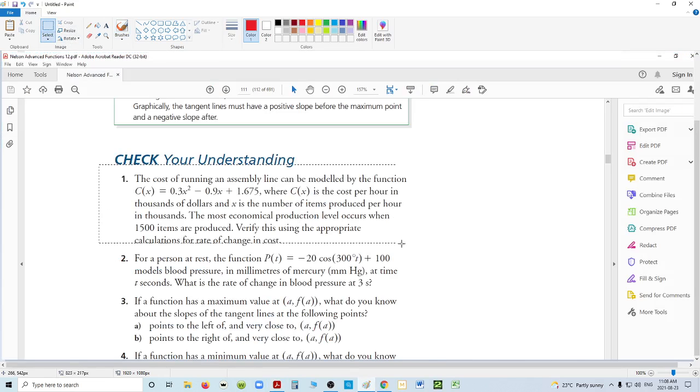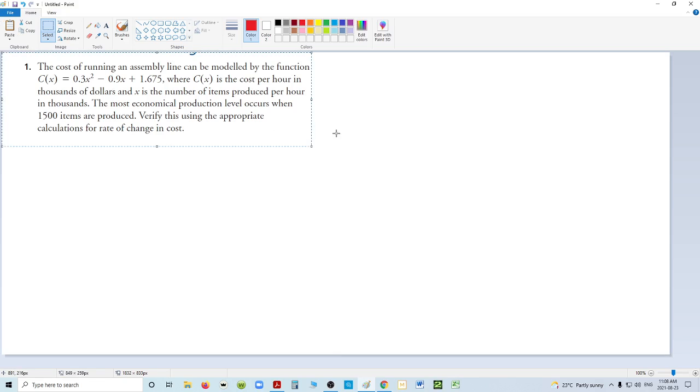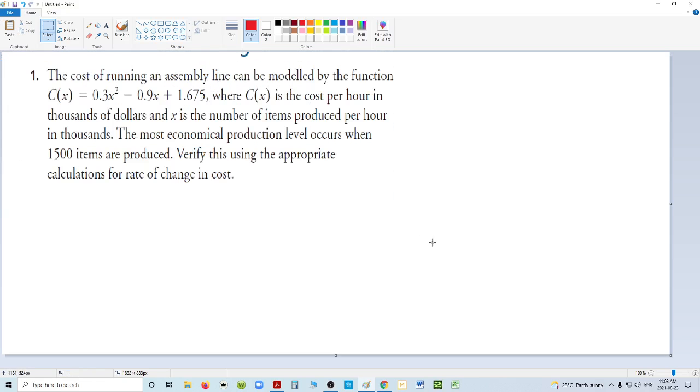So let's start with 1. We'll always identify the type of formula. It's running an assembly line. It's a parabola that's facing upwards. C of x is the cost per hour in thousands of dollars, and x is the number of items produced per hour in thousands. Both are in thousands, so we don't need to fiddle with them. The most economical production level occurs when 1,500 items are produced. Verify this using the appropriate calculations for rate of change.